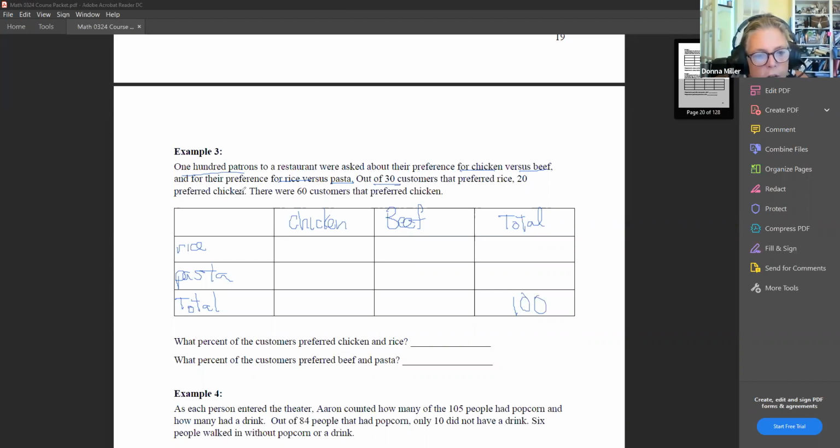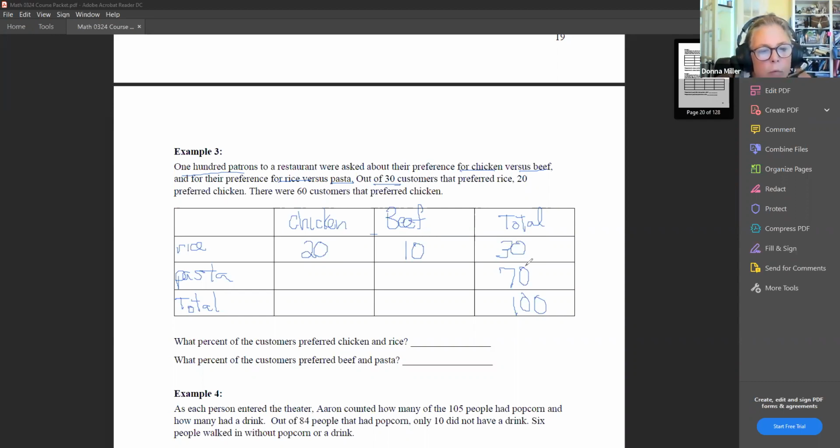30 preferred rice, and 20 preferred chicken. So 20 customers, that tells me both rice and chicken. So this should go here, rice and chicken. 30 people preferred rice, so that means the total amount of people that like rice would be 30. That would be right here. And 20 that like both. All right, so now what we can do is fill some columns in. This has to be a 10, right, to add to 30. 30 plus 70 is 100. That would be 70. See, I'm filling in stuff as I go.